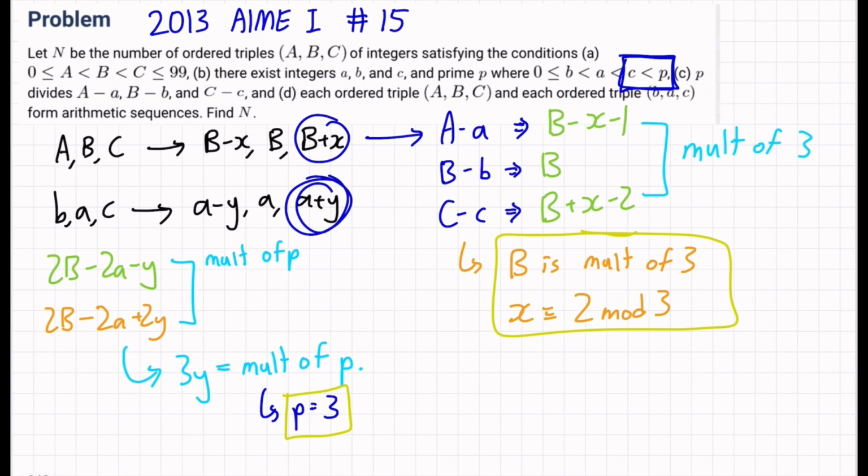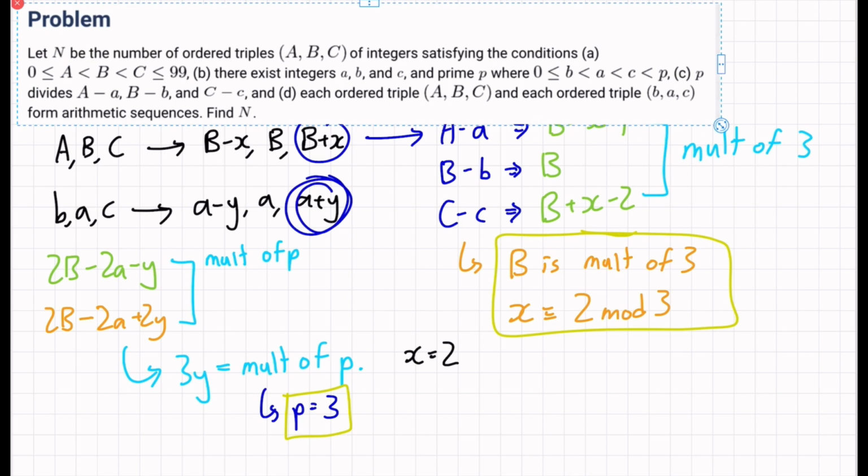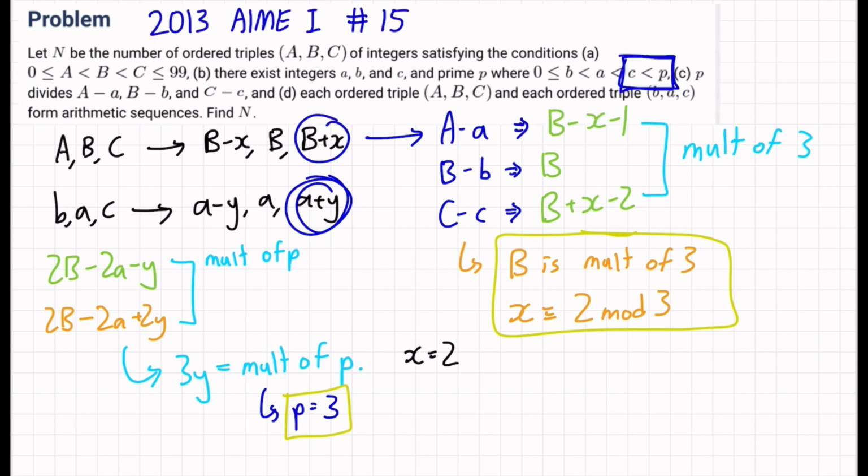And so if we do that, if x is equal to 2, then now this clause gets important. a, b, and c are between 0 and 99, right? So keep that clause in mind. So if x equals 2, what can b be?